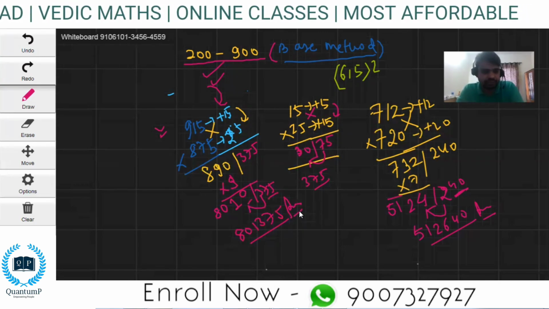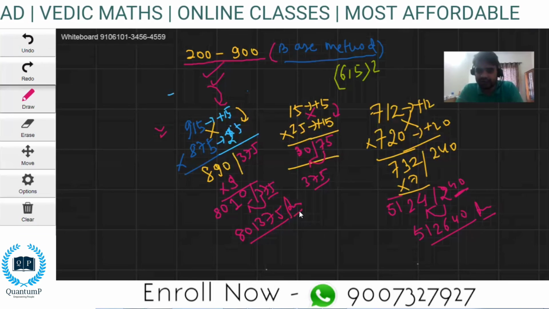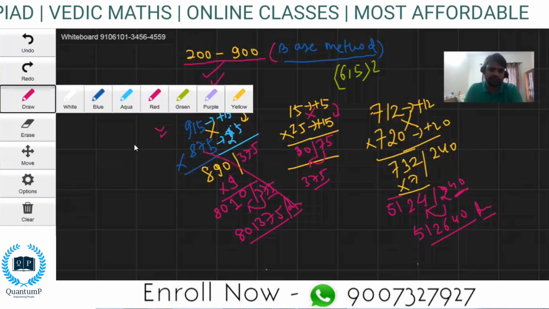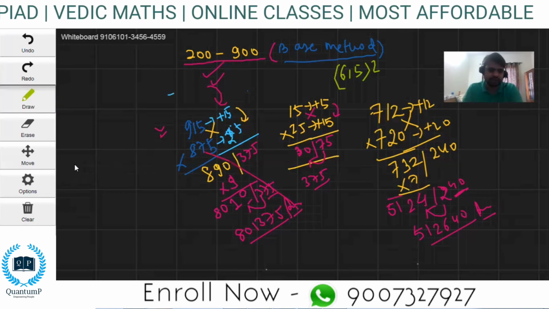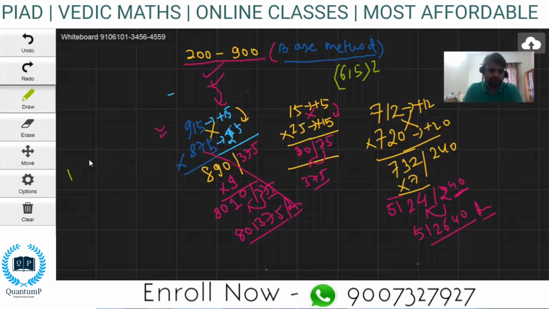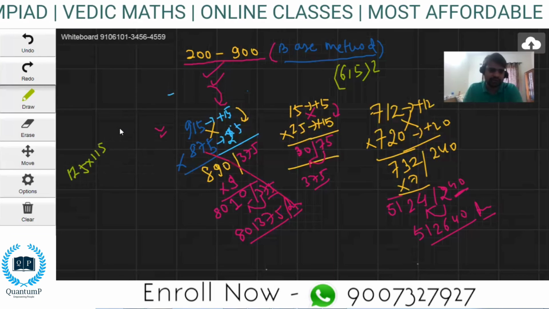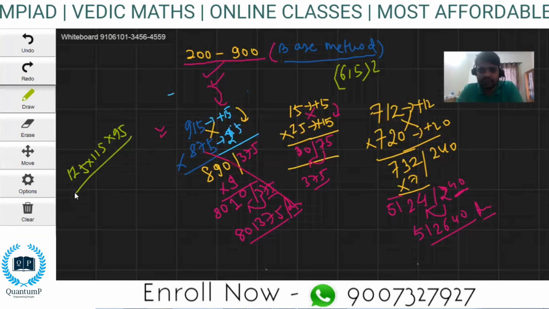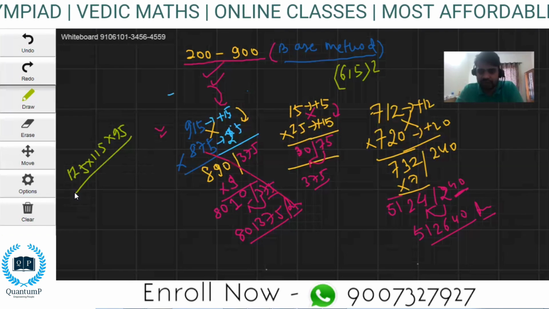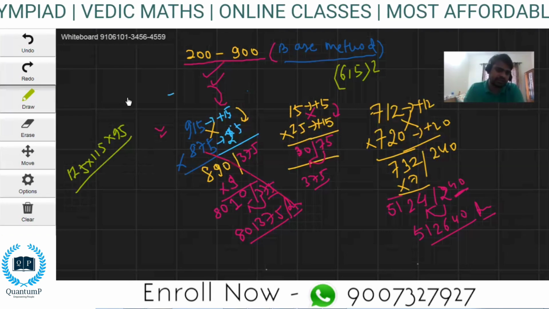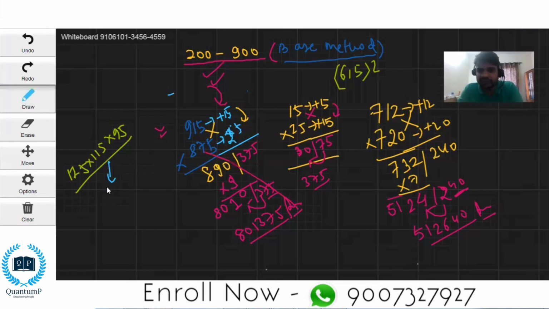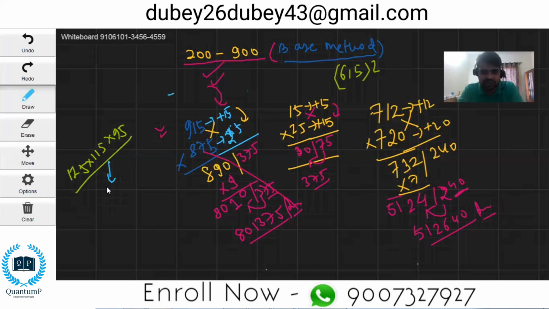But we have not seen one concept, which is three numbers multiplication. I'm just showing you what we are going to discuss in the next class. Suppose you have to multiply 125, 115, and 95. You see, these three numbers are there, right? These three numbers multiplication can be done by base method. This is called simultaneous multiplication. I'm going to show you this with different bases in the next class. There's a small change in the process here. I'll tell you in the next class.